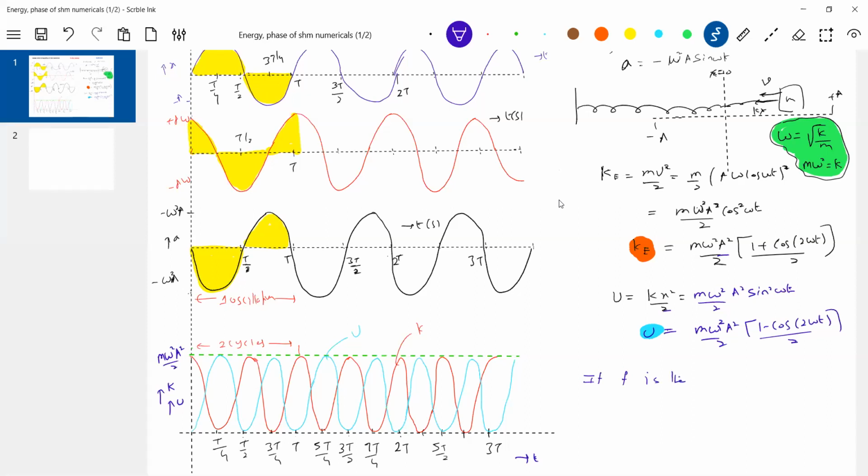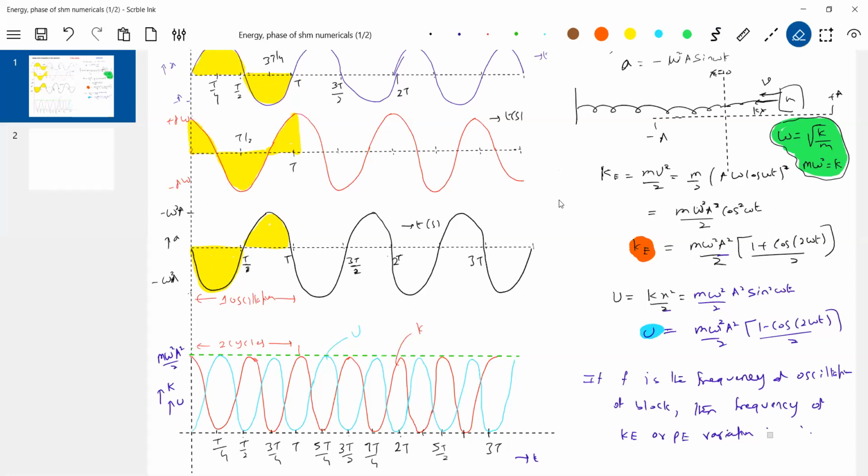If f is the frequency of oscillation of the block, then the frequency of kinetic energy or potential energy variation will be 2f. I'll write it. Variation will be 2f.